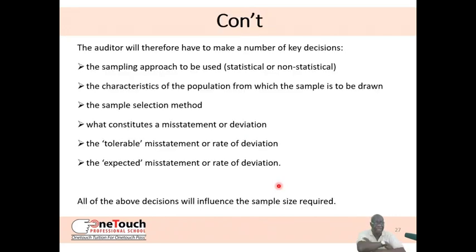The auditor will therefore have to make a number of key decisions. One, the sampling approach to be used. Are you going to use statistical sampling or non-statistical sampling? So that is our decision. The characteristics of the population from which the sample is to be drawn. Do they have unique characteristics? Then the sample selection method. Which method are you using? Then what constitutes a misstatement or deviation? And then the tolerable misstatement or rate of deviation. When they say tolerable misstatement, it means there are some misstatements that you can easily tolerate, allow. That's allowable misstatements. And those that are not, then the expected misstatement or rate of deviation.